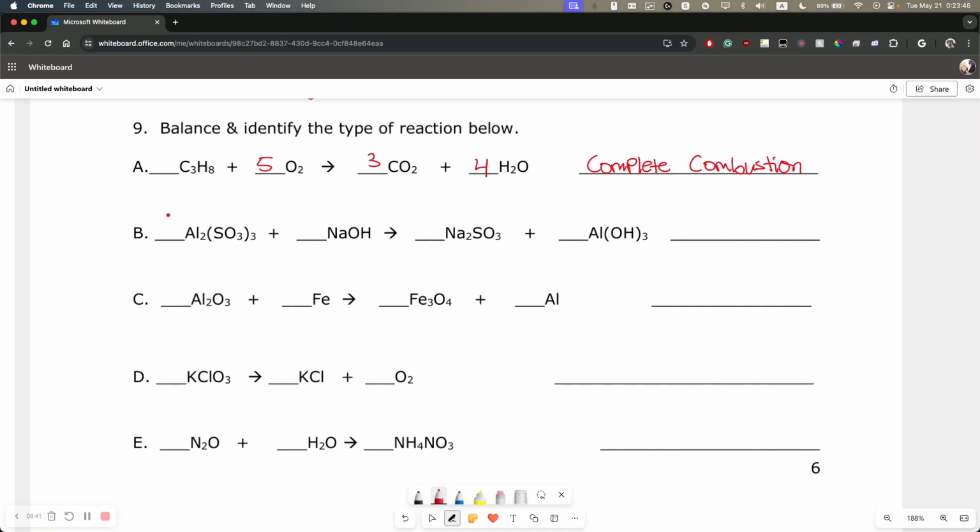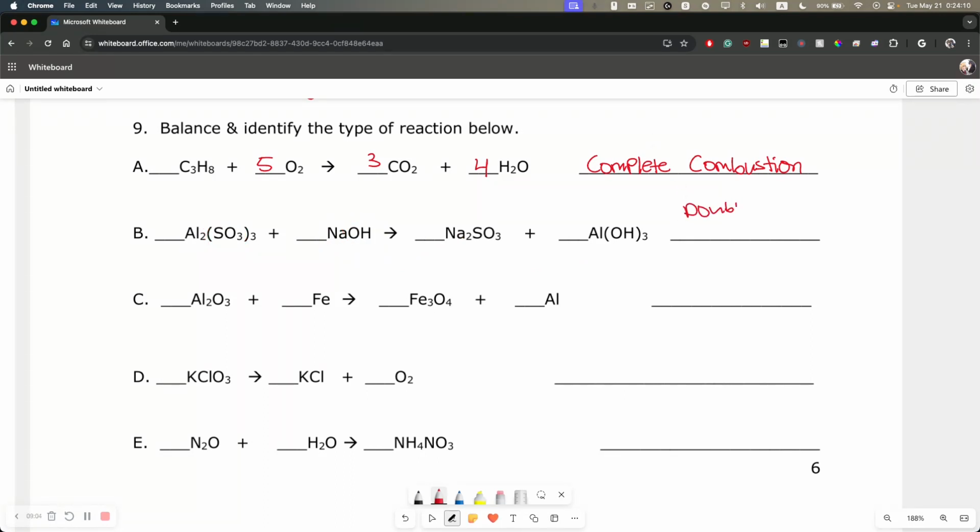You can just leave it blank, and it's understood that it's a 1. Next up, let's take a look at the 9b. So we have one ion here and another ion there. Another ion here and another ion there. And these ions switch places to form these respective substances. This is a classic example of double displacement.